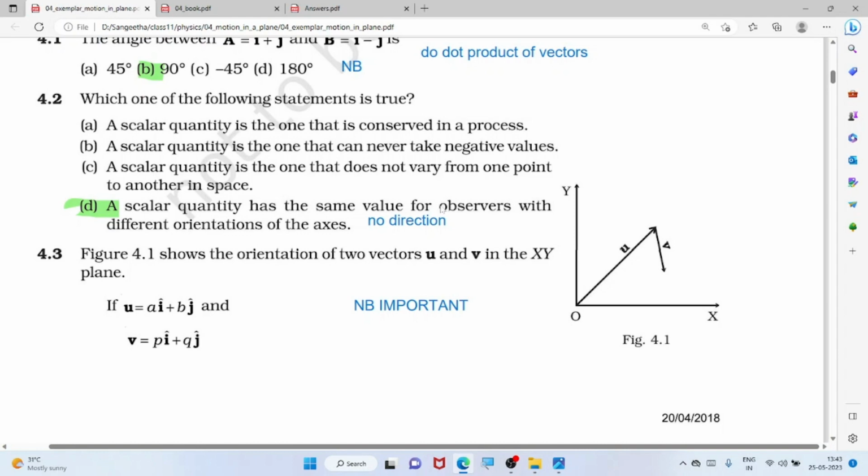That is why it has the same value for observers with different orientations of the axis. Okay, this is the one.